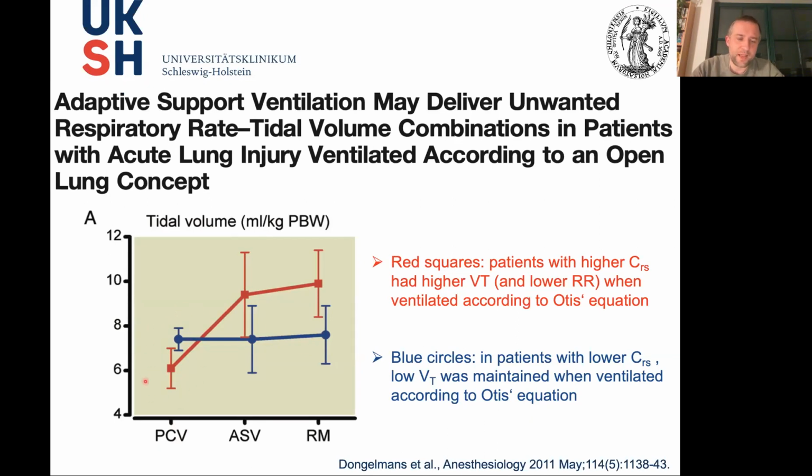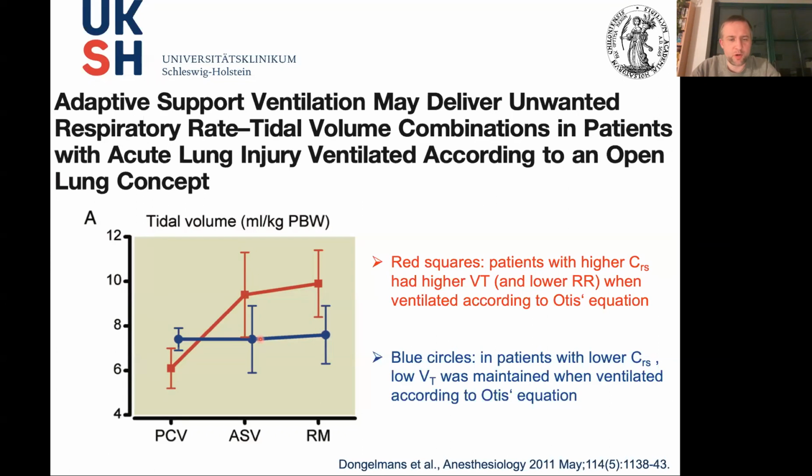And in the beginning, they were on conventional pressure controlled ventilation with a tidal volume of 6 to 8 mils per kilo. And then they were switched to ASV, to adaptive support ventilation. And in some patients who had a higher respiratory system compliance, they saw, these are the red squares, that the tidal volume went up when switching the patient to ASV. So the tidal volume went from 6 to almost 9 milliliters per kilo predicted body weight.